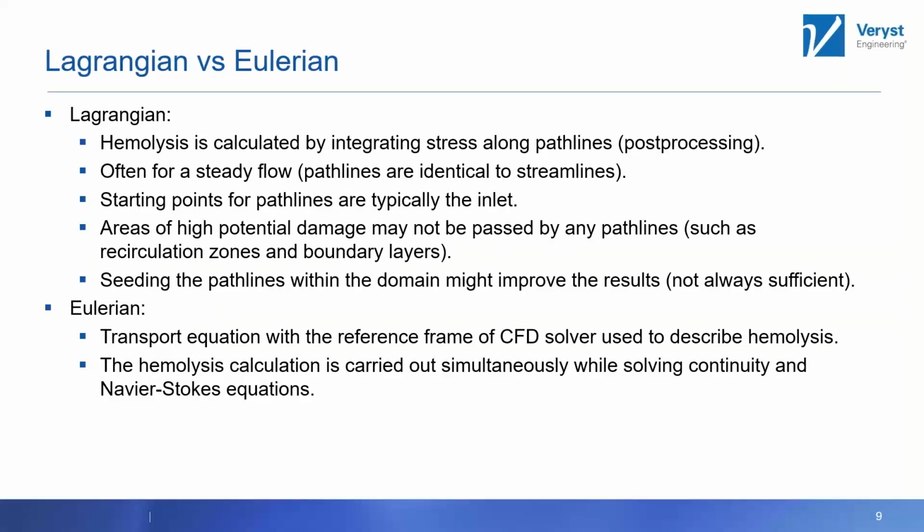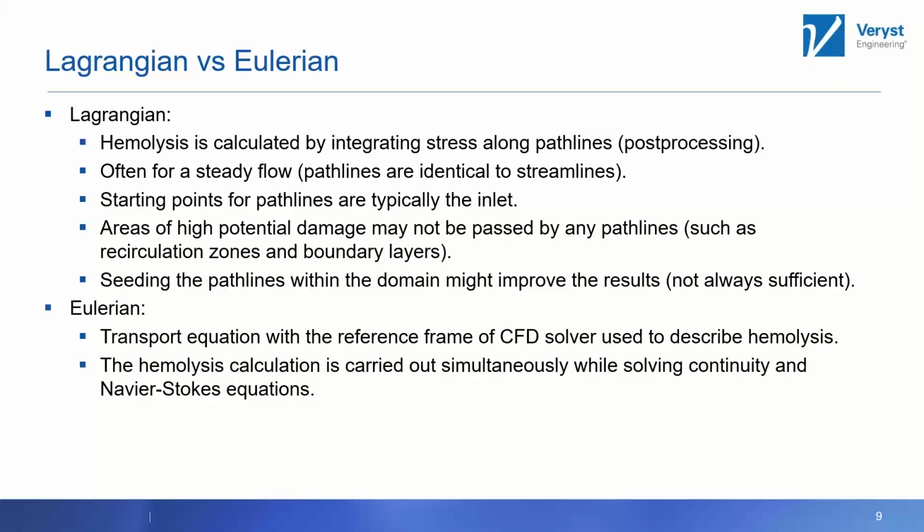And as I said, the equations for red blood cell damage, or released hemoglobin, are in the Eulerian and Lagrangian frames. It is easier to think in the Lagrangian coordinate system because you can follow a red blood cell along its path line and predict how much hemoglobin these red blood cells release. And this approach is mostly used for steady flows where path lines are identical to streamlines.